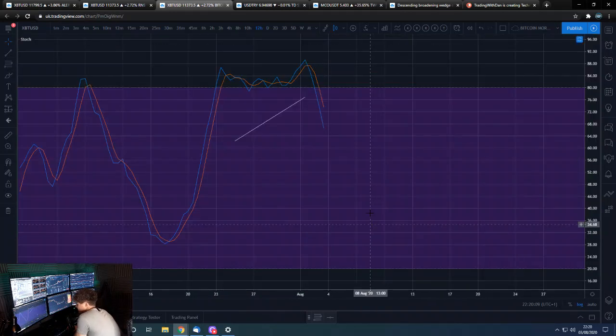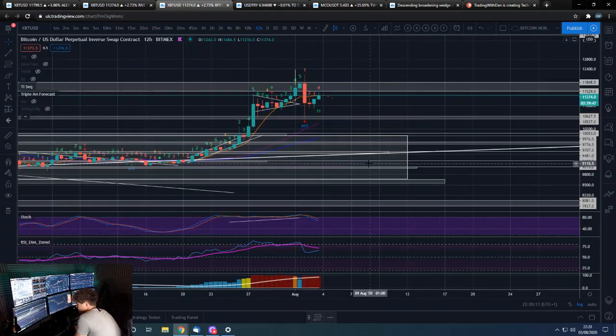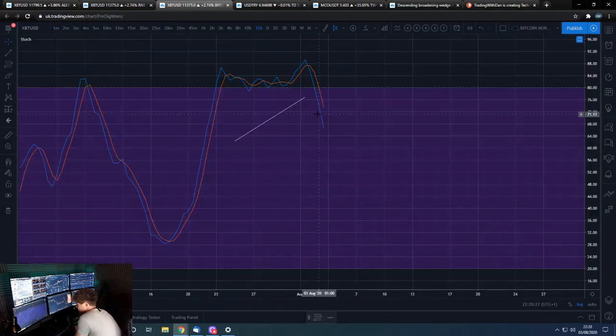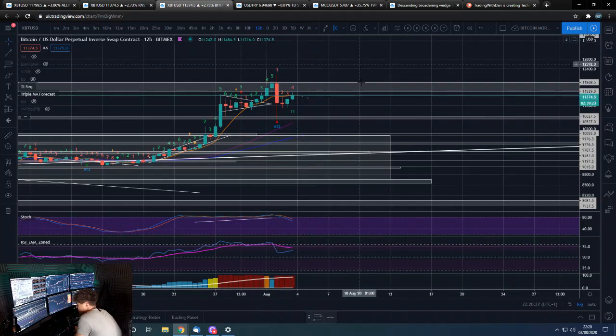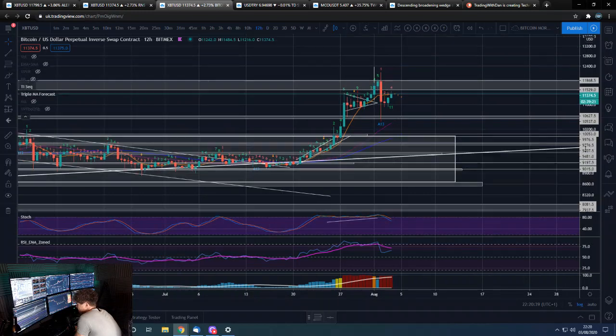If the 12-hour stokes can basically get down to around here without price action making a move, it doesn't even matter. Price action can make a move down, but once 12-hour stokes get down to about there and then can potentially start to turn up again, then that's when we'll probably see our next leg up. So if it comes from price action being down here, fair enough. But if it comes from price action being up here, then that would be very bullish, and we'd be looking for another leg up.